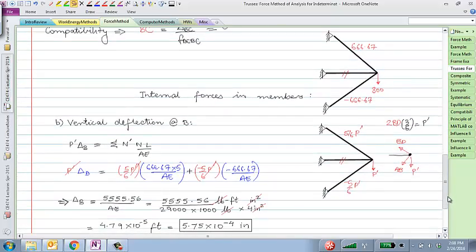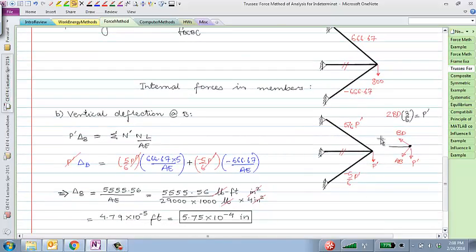As you can see, we've already solved everything. All we need to do is to apply the virtual work method, sum up the internal energies, and we get the displacement at that point. Displacement of the indeterminate structure. Okay.